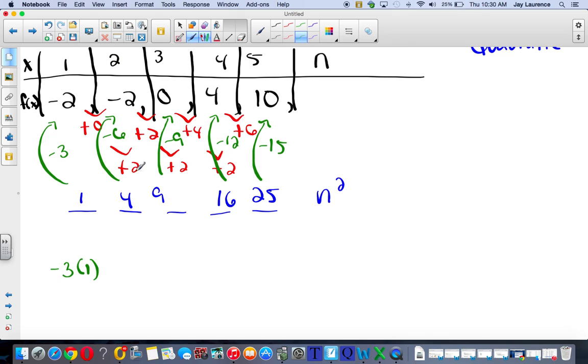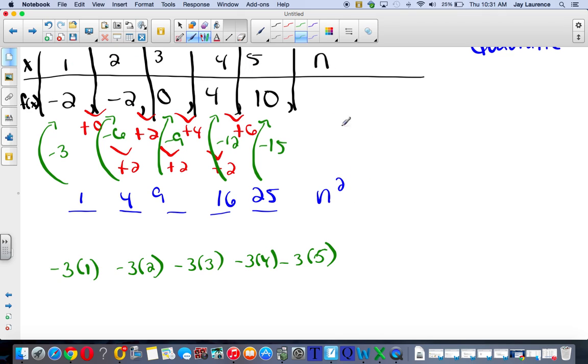And then this one, instead of minus 6, I could think of it as minus 3 times 2. And then the third one is minus 9, so that would be minus 3 times 3. And the fourth one would be minus 3 times 4. And the fifth one would be minus 3 times 5. Right? And so that would be minus 3, whatever the number is.